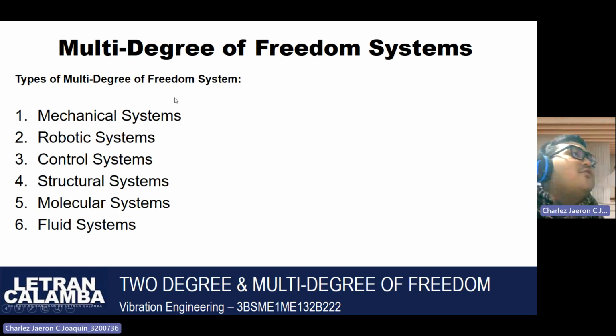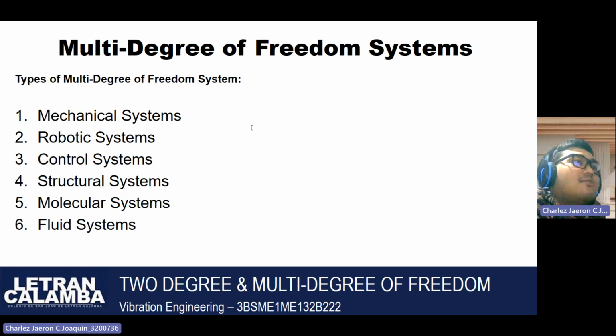Next is the types of multi-degree of freedom system. The first one is mechanical system. These systems involve multiple interconnected mechanical components such as a robot arm, vehicle suspensions, or a vibrating structure. Next is robotic system. Each joint represents a degree of freedom, and the overall system behavior is determined by the combination of these degrees of freedom.